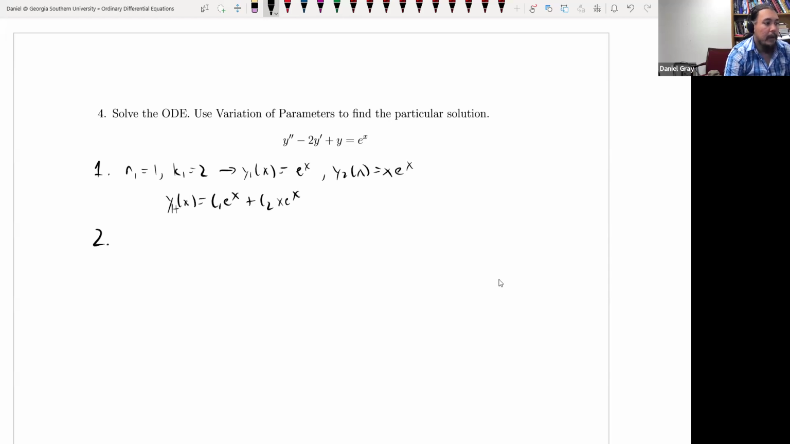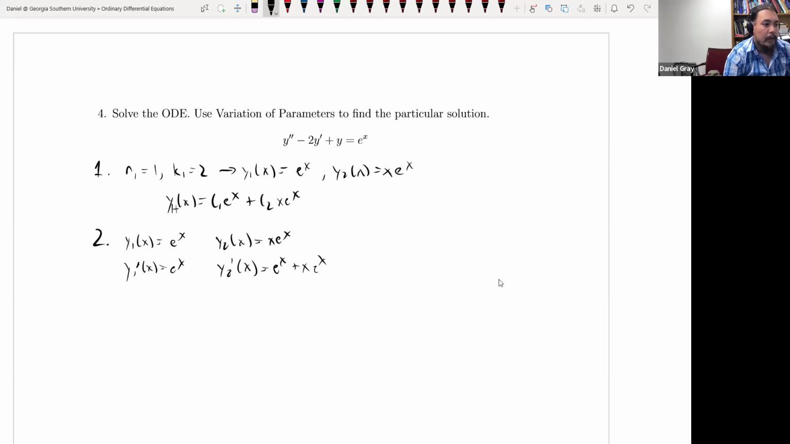Okay. Now we're going to use variation of parameters, right? So I'm going to do my u1 formula and everything like that, which means that I need to have not just y1 and y2, but also y1 prime and y2 prime. So I'm going to copy back down y1 of x is e to the x. So then y1 prime of x will also be e to the x. y2 of x is x e to the x. And y2 prime of x is e to the x plus x e to the x.